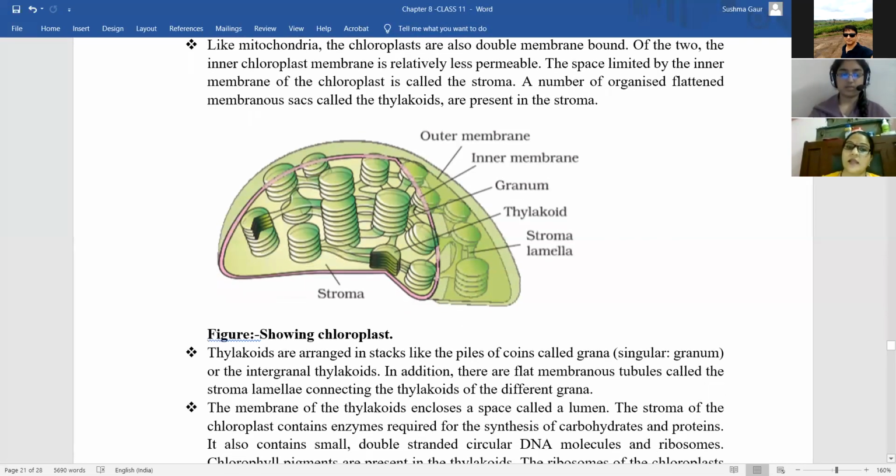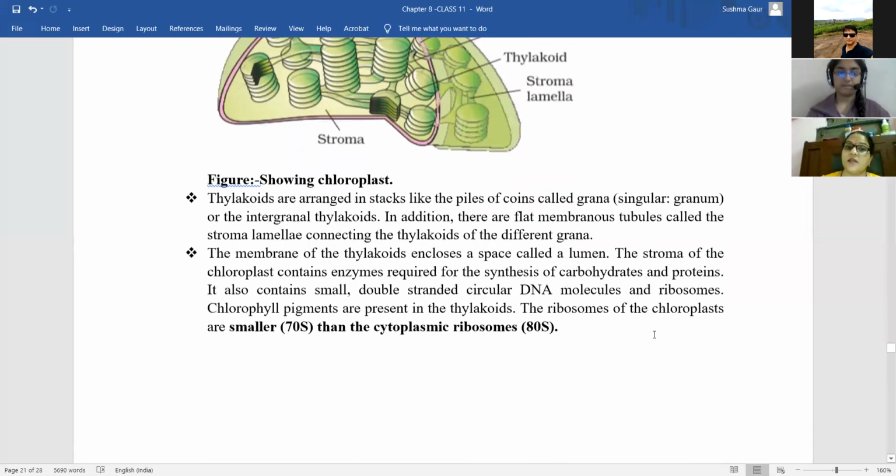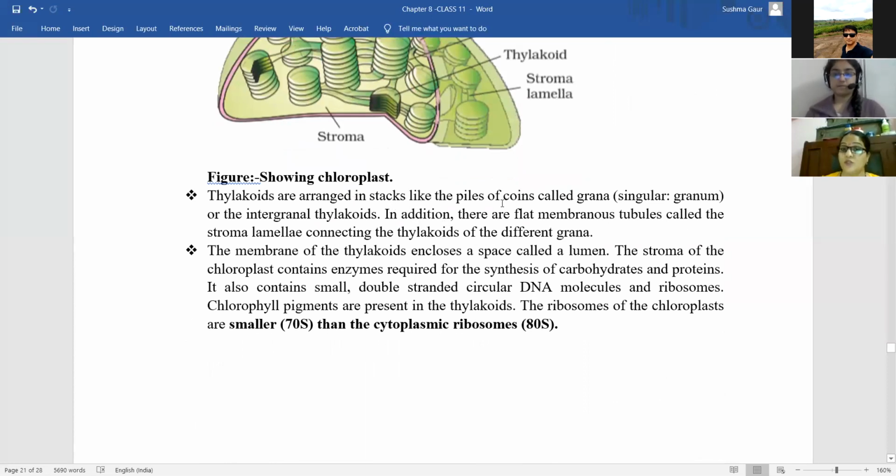Okay, so what are thylakoids? These thylakoids are arranged in stacks like piles of coins known as grana. So this is a single granum, again granum, and they are collectively known as thylakoid. Single is known as granum, and the intergranal thylakoids are the thylakoids between two stacks of granum. Okay, forget it.